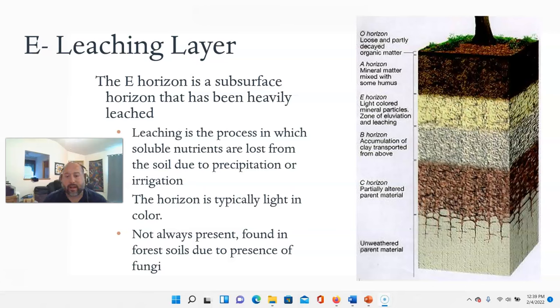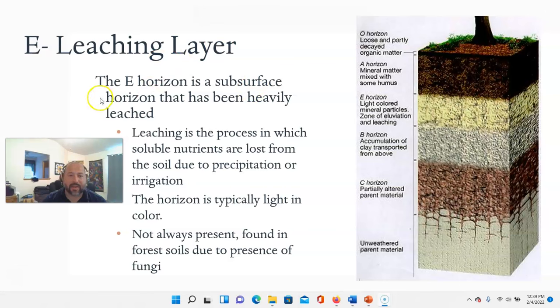Usually an E layer, if it's found, is found in the forest due to the presence of fungi in the forest, as opposed to grassland soils, which are more bacteria dominated in terms of microorganisms. Just to go over it again, leaching is the process in which soluble nutrients are lost from the soil due to precipitation or irrigation, or really in this case lost from one layer of the soil to the next one.